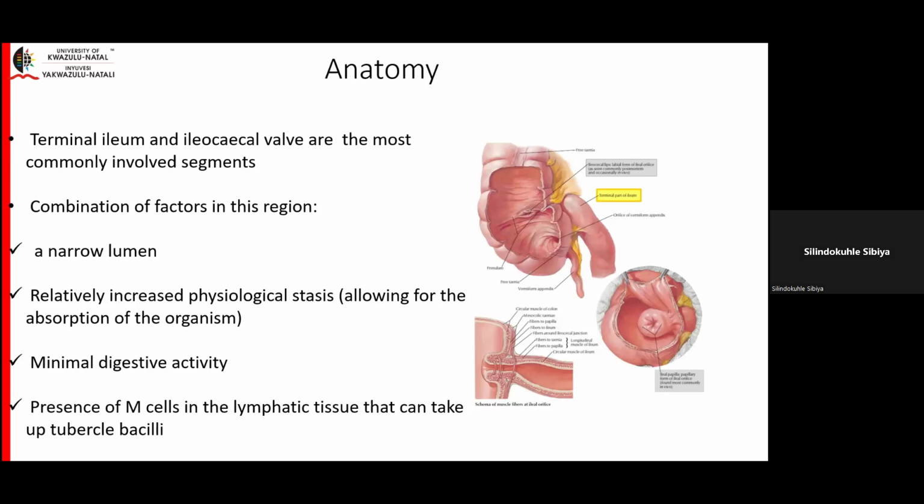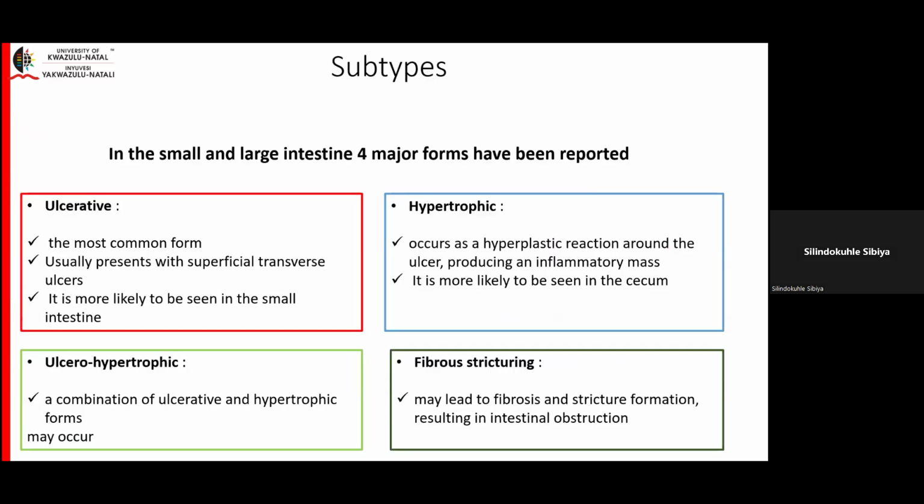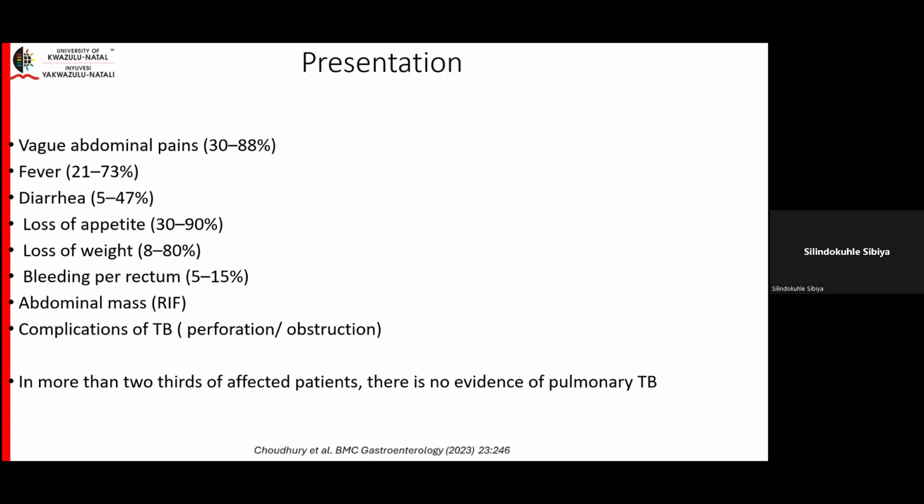The terminal ileum and the ileocecal valve are the most commonly involved segments because of a combination of factors in the region: the narrow lumen, the relatively increased physiological stasis allowing for absorption of organisms, the minimal digestive activity, and the presence of M cells in the lymphatic tissue that can take up tubercle bacilli. So in the small intestine and large intestine, there are 4 major forms that have been reported, these being ulcerative, hypertrophic, ulcerohypertrophic, and fibrous stricturing.